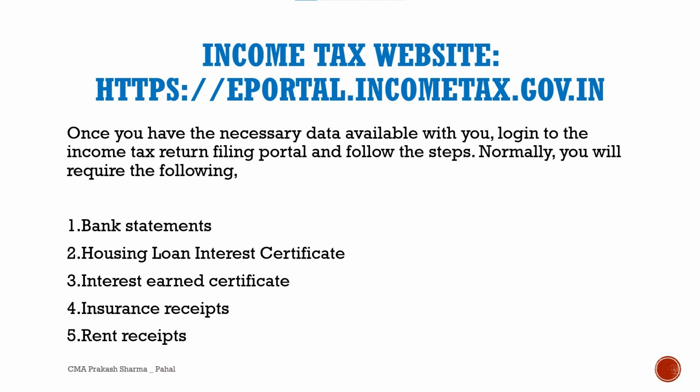Normally, you will require the following: Number 1, bank statement. Number 2, housing loan interest certificate. Number 3, interest earned certificate, insurance receipts, rent receipts. The site is user friendly. Please link Aadhaar and PAN if not yet done. First, familiarize yourself with all the sections which you need to fill up. After filling up the data, there is a process of validation which ensures there are no logical errors. You can download the filled form for review. If there are no discrepancies, you can do online verification.